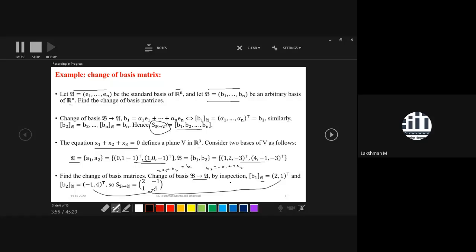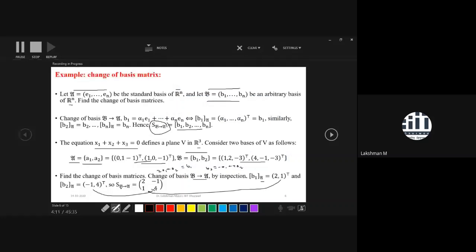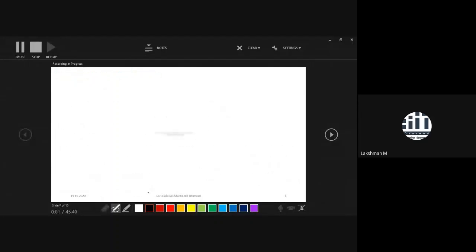Remember that we are going from B to A. In that pattern, B is our old basis, and we are finding the coordinates of the old basis elements with respect to the new basis elements in order to get the change of basis matrix from B to A. So this is the change of basis matrix from B to A.